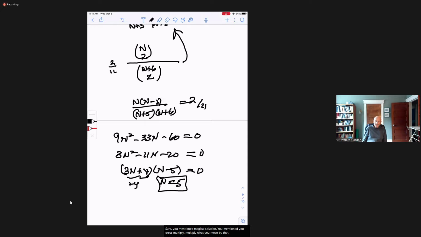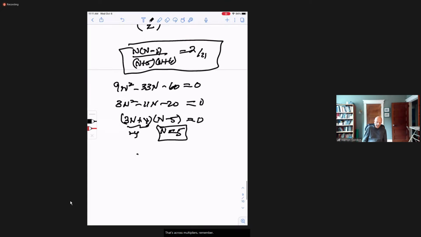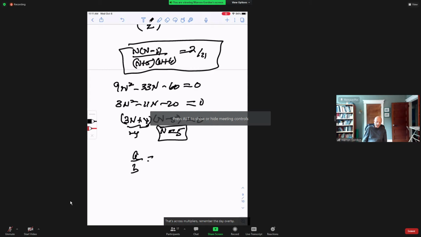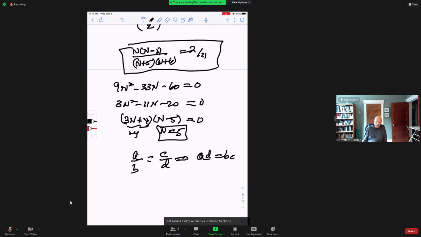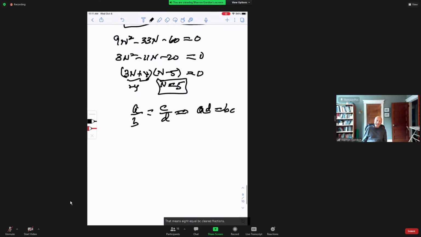I cross multiply. That's how I solved this problem. It's called algebra 1, right? Clear fractions. That's what cross multiply is. Remember that A over B equals C over D. That means AD equals BC. I cleared fractions. Sometimes they say cross multiply. So that's called algebra.